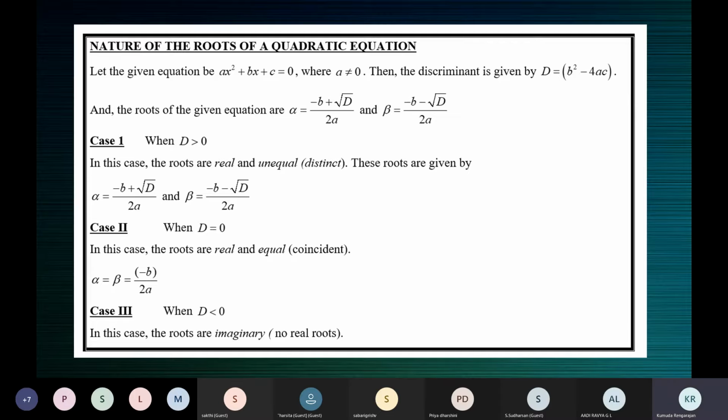But when it is given unequal or equal, when you see unequal, that means they're real and unequal. If they're equal, they're real and equal. Or you simply see the word distinct, that means they're real and distinct. Distinct meaning different roots, unequal roots. When you read coincident, that means equal roots, real and equal roots.